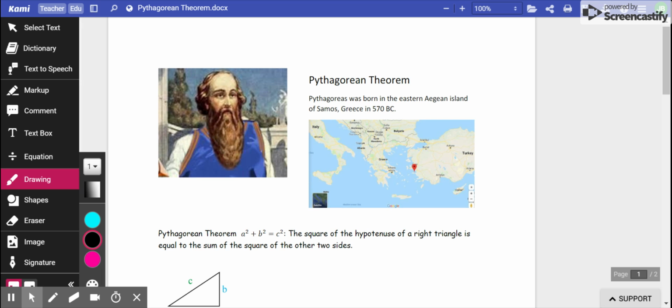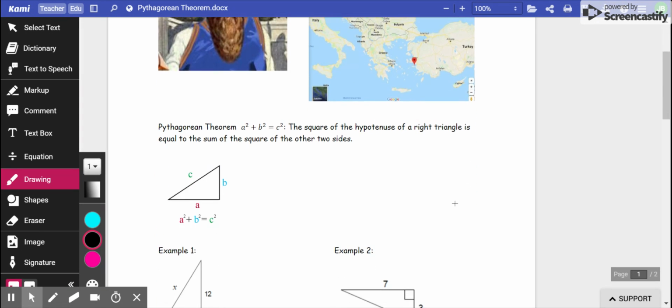Welcome, and we're working on the Pythagorean Theorem. Here are some facts about Pythagoras if you're very interested in it. As you can see, this is a very old theorem.